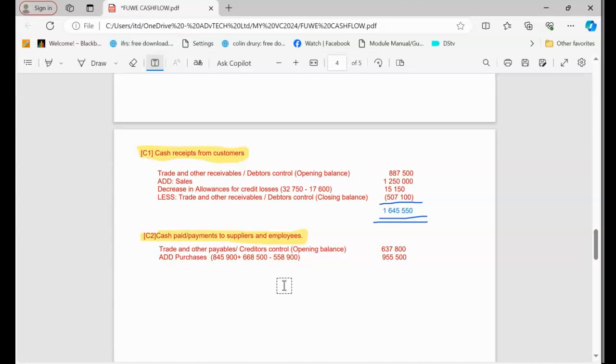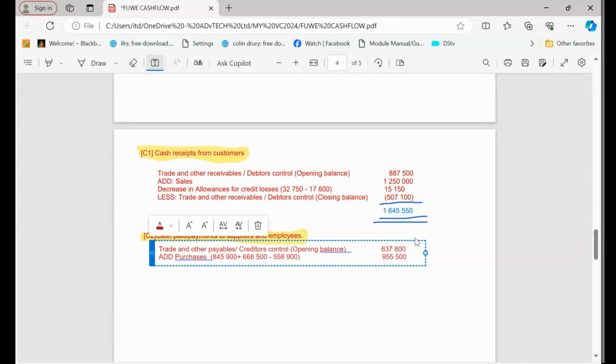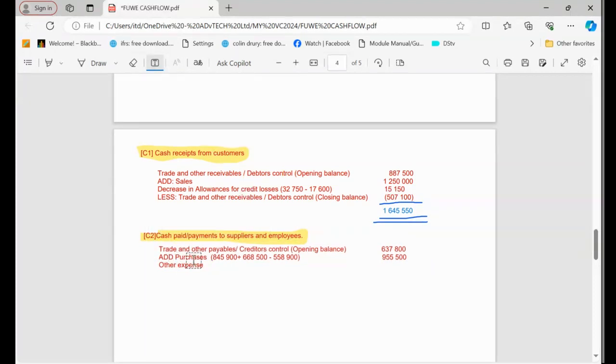And what we need to go and look for now is other expenses. Or you can call them other operating expenses. It's up to you. So meaning any other expenses. Why do we say other expenses? It's because purchases is also an expense. It is the main expense. That's why we say other expenses, other than what? Purchases.